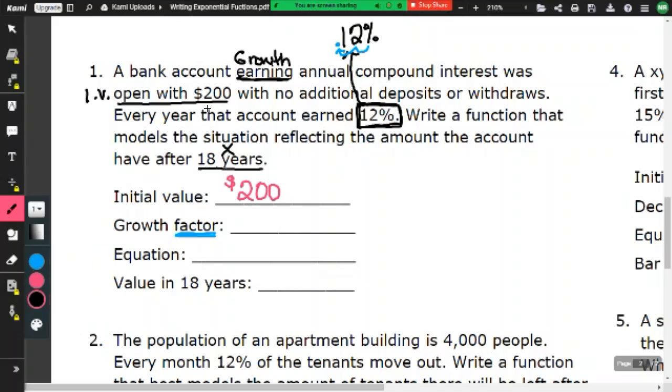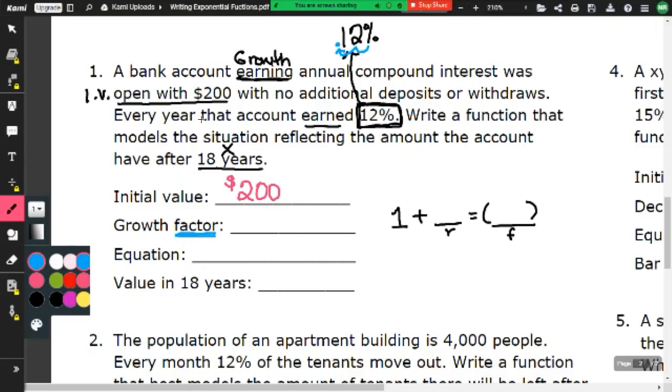Now we have a formula that we've been using. It's 1 plus or minus the rate, and that will give us our factor. It will give us the number that should be in the parentheses. But because we are earning, is that 1 plus or 1 minus? Plus. I've already converted that percent into a decimal. So now I can go ahead and insert that right here. I converted this 12% to a decimal and there it goes.